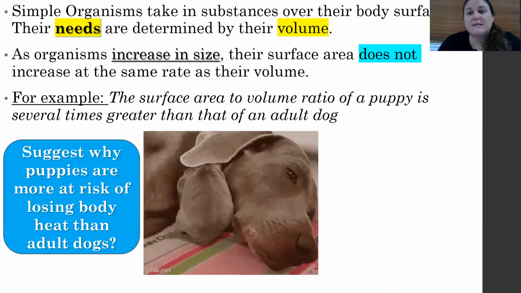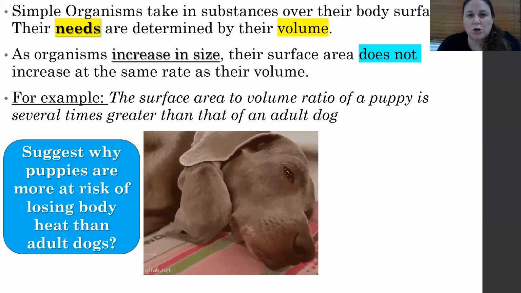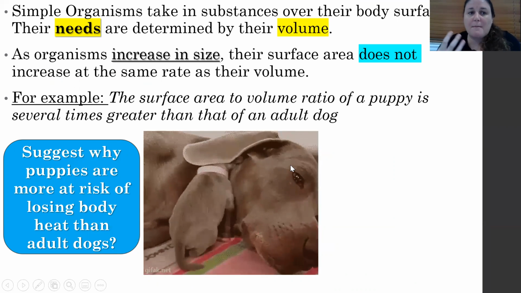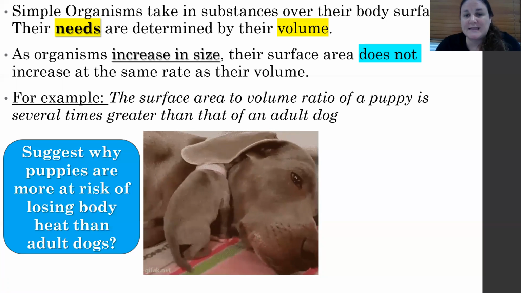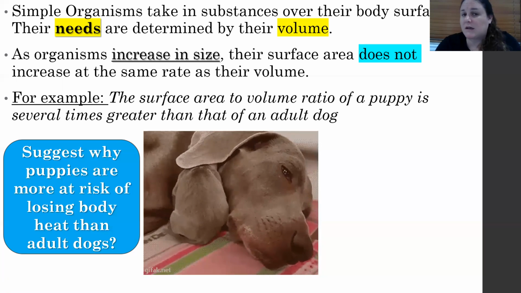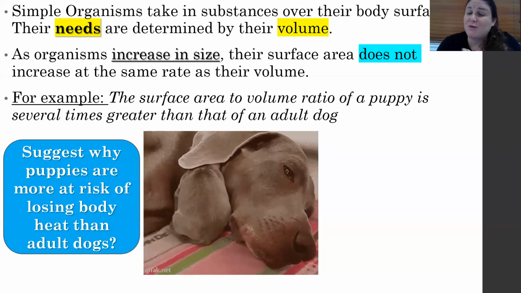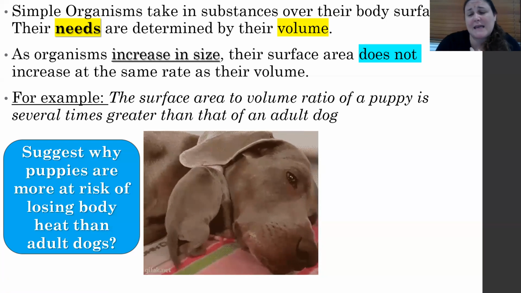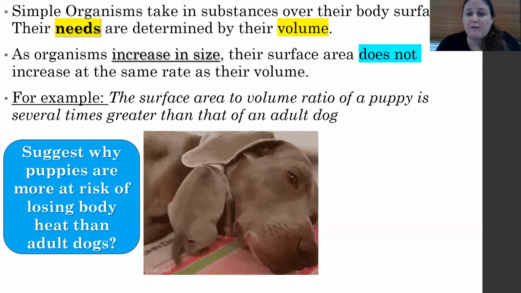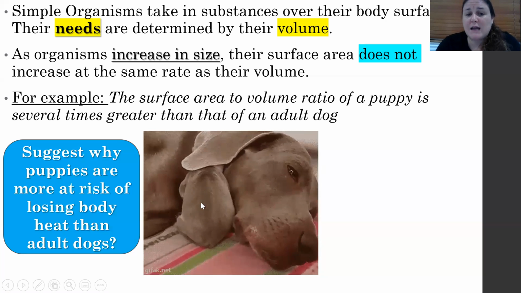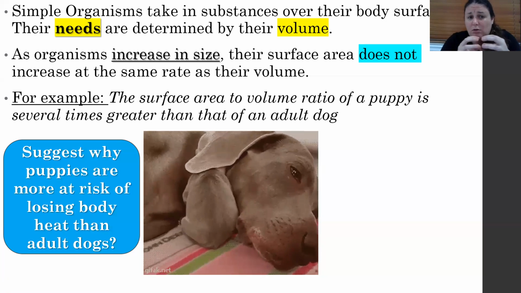Simple organisms take in substances over their body surfaces, and their needs are determined by that surface area to volume ratio. And so as organisms increase in size, their surface area doesn't increase at the same rate as their volume. And where this becomes really important is with puppies and kittens and babies. The surface area to volume ratio of a puppy is several times greater than that of an adult dog. They have a lot of surface area for a little amount of volume.